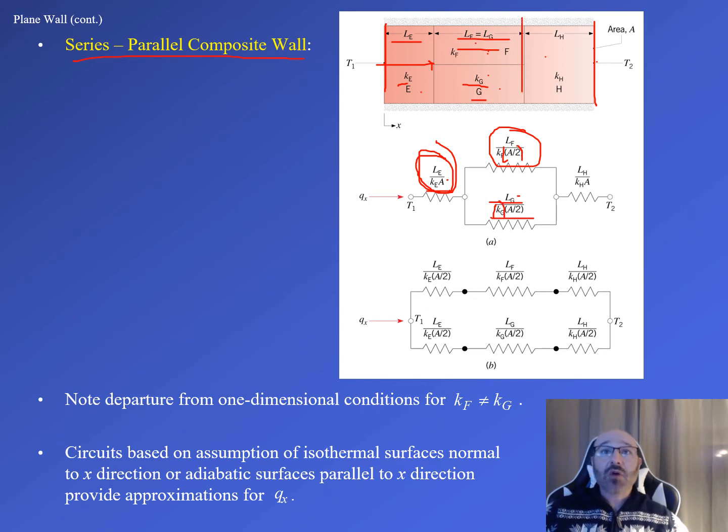And then again, we're going back through this over here, just one material, H. So it's our general equation for conduction, LH over our thermal conductivity, KH, times A. Then we get to our temperature 2.